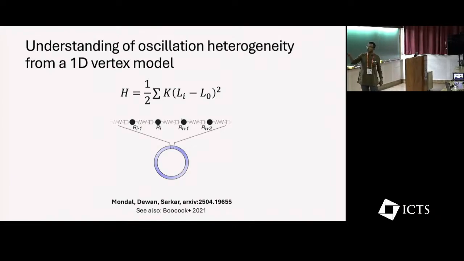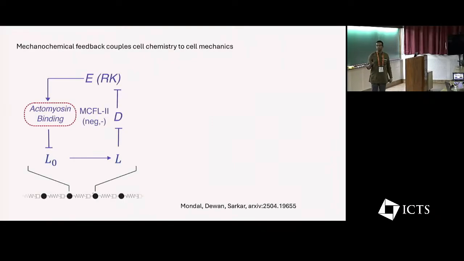What I'm showing you is actually a 1D ring of spring and bead network. These springs are overdamped. And this is nothing but the 1D vertex model. The vertex model is nothing but a spring model in 1D. But what is unique about this vertex model is that, as I have mentioned, there is feedback between the mechanics, which is dictated by the mechanical properties of the spring, its current length L and its preferred length L naught, and also the chemistry of the cell, which here we represent in terms of the dynamics of a protein called ERK.